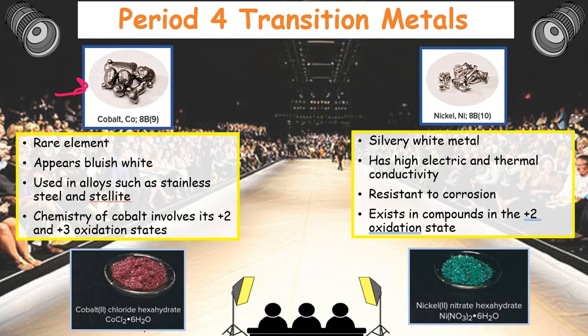Now, when we get into nickel, over here, we see that it does have a green compound as well, but it's a silvery white metal when it's its own element, okay? It has high electrical and thermal conductivity, resistance to corrosion, like we see with a lot of these transition metals, right? And the +2 oxidation state is going to be the most stable for it.